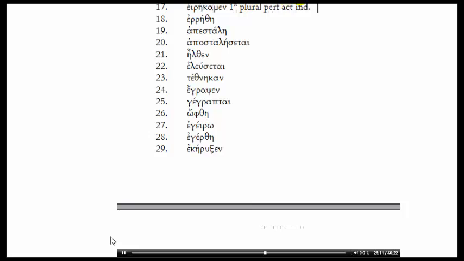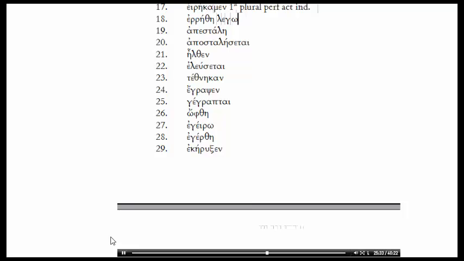First plural, perfect, active, indicative. So apon would mean what? I said. Erekamen would mean what? We have said. We have said that we don't like you. We have said that you are a god. We have said that whatever. So, erethe, again, this is another version of lego.